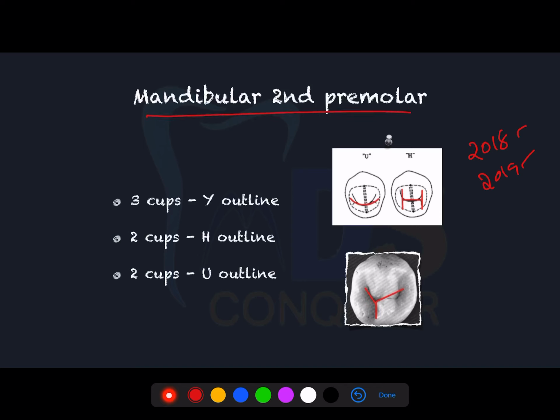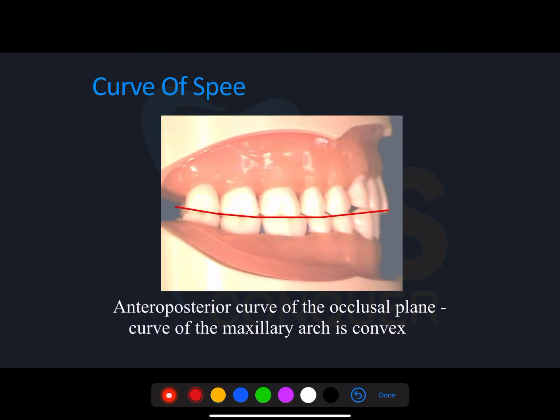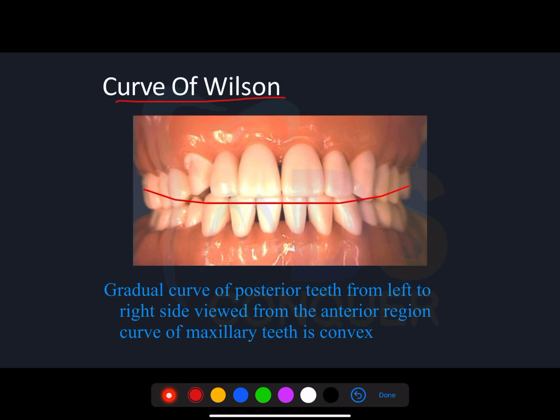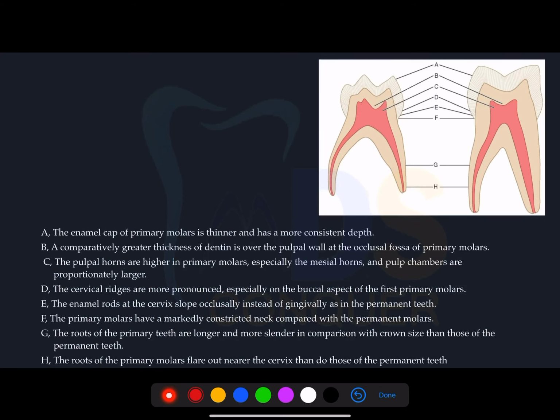The tooth which, apart from the third molars, has the maximum number of occlusal variations is the mandibular second premolar. Hope you are familiar with the curve of Spee. Hope you are familiar with the curve of Wilson. Diagram based, I'm mainly focusing on diagram based stuff, and please do go through this.